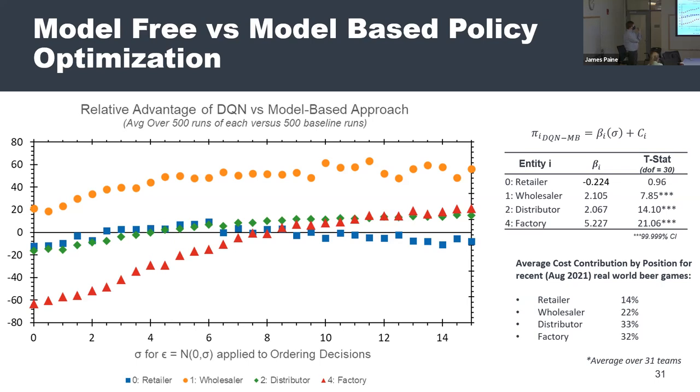What's a good example here? If the DQN reduced costs by 50% versus the baseline and the model-based approach for that same sigma value reduced costs by 30%, the number on this graph would be 20. So this is a percentage. Yes. I should have changed that scale.